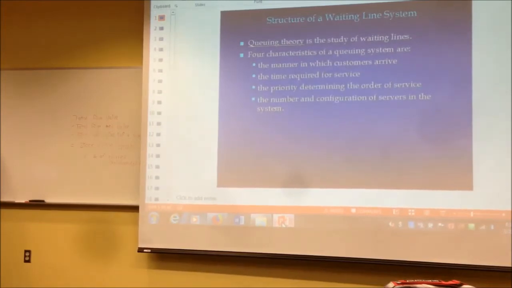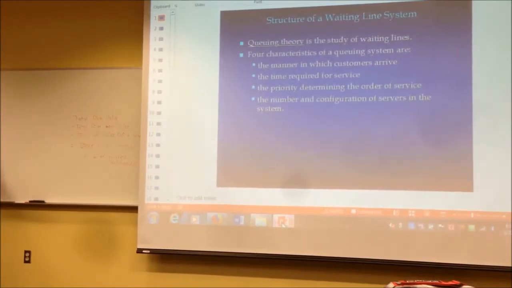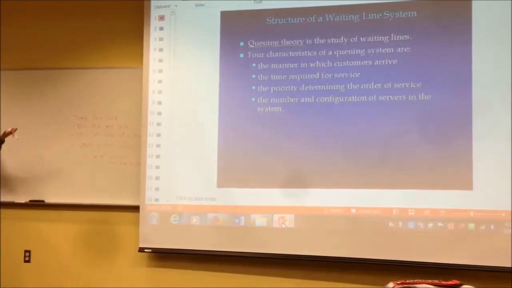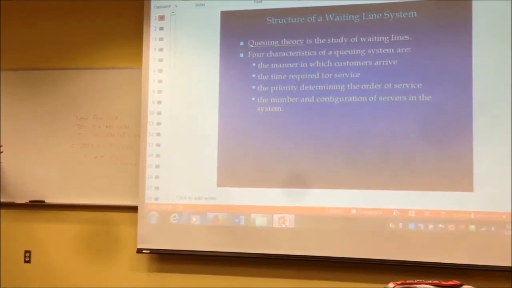Multiple channel is when there's more than one service, like the credit union bank. Usually there's multiple tellers that could help and provide service to customers. So that would be multi-channel.